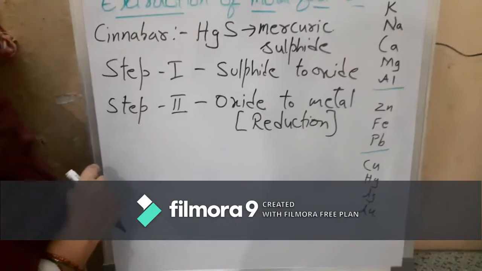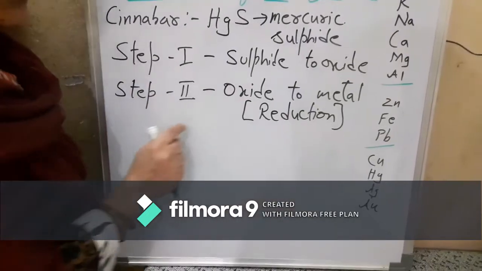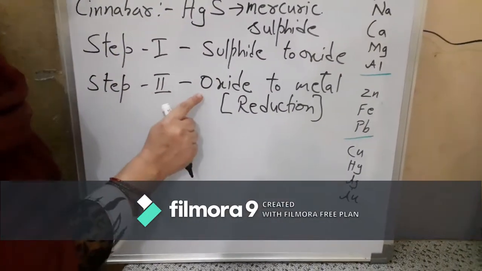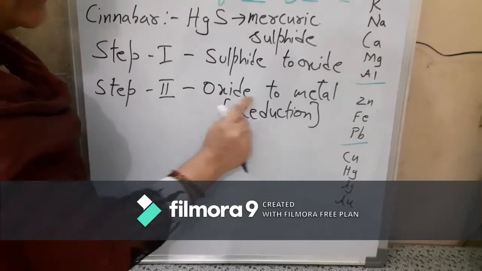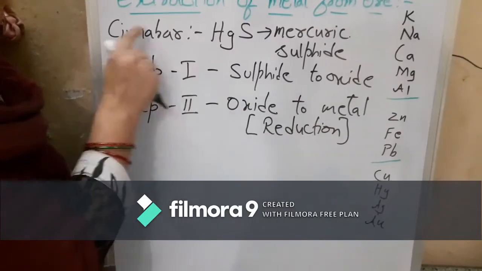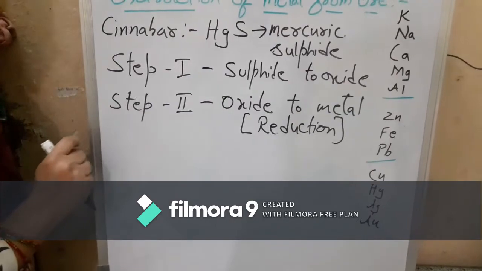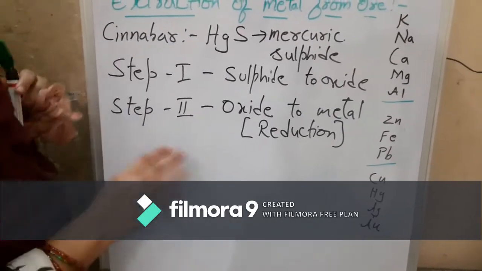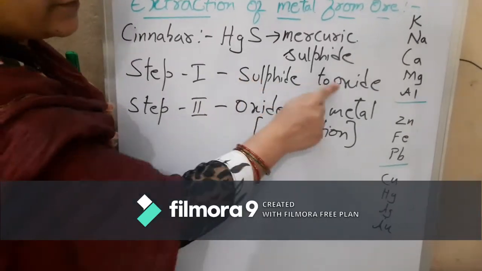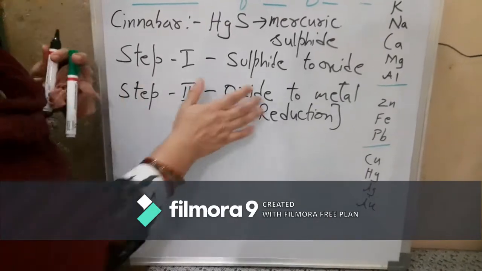So children, what are my two steps to extract metals from the low order? Step 1, converting the sulfide to oxide, and step 2, converting the oxide to metal. As I told, mercury will be existing in its sulfide form, commonly referred to as what? Cinnabar. Okay. So any kind of low order reactivity series will follow two steps, children: converting sulfide to oxide and oxide to metal, and both these processes involve heating.